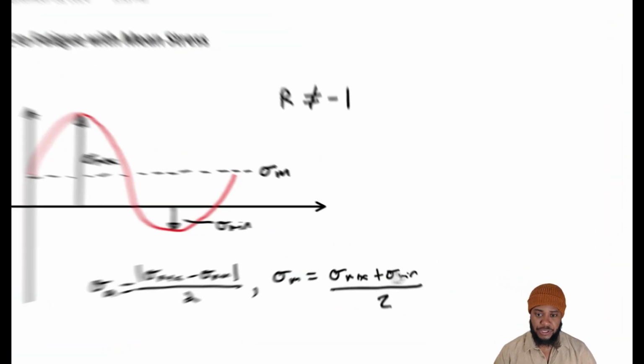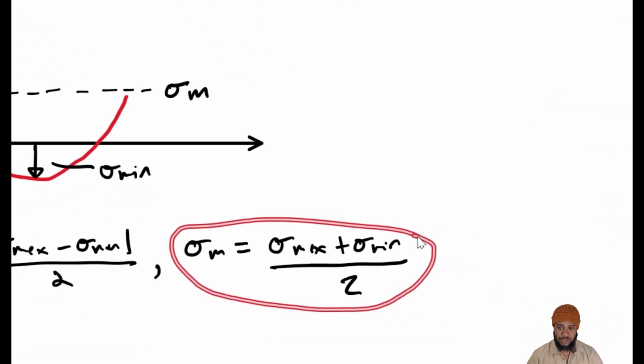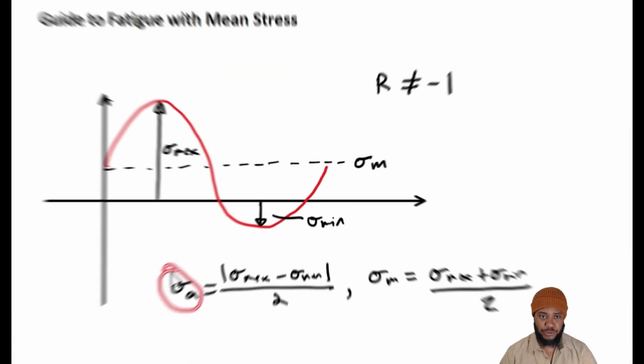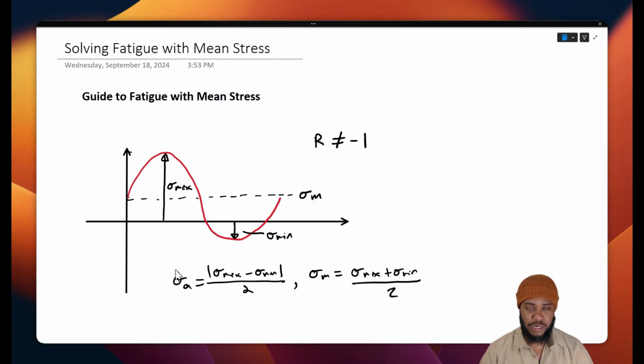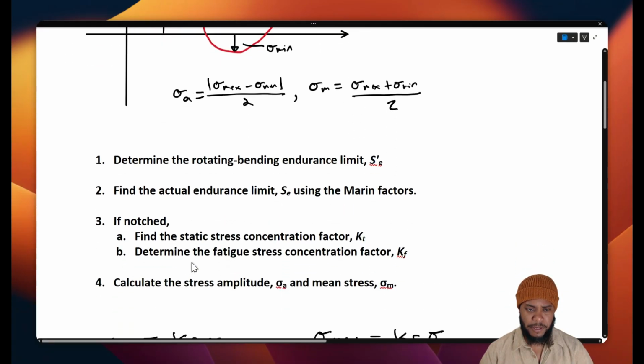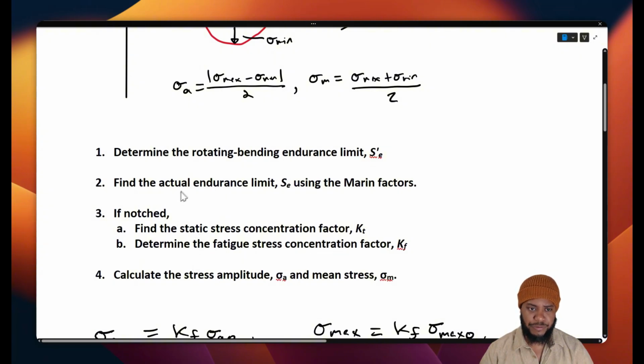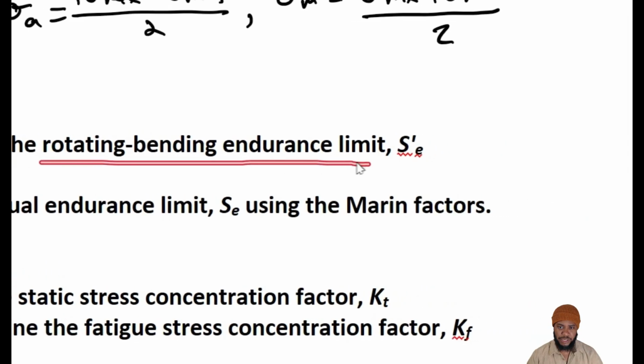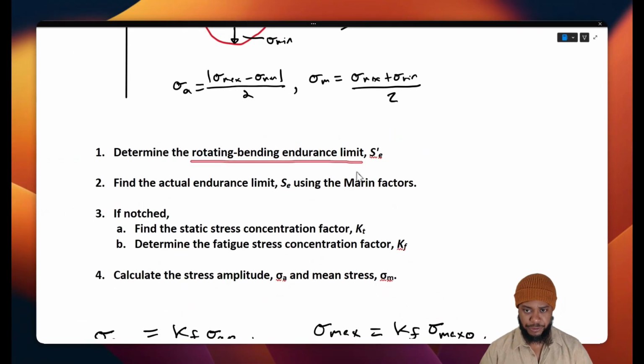But the question is, how do we correct for this mean stress and find a fully reversed stress amplitude that we can then solve for the cycles to failure? So let's walk through the steps. Like any problem that we would do in fatigue, the first step is for us to determine the rotating bending endurance limit of our material.